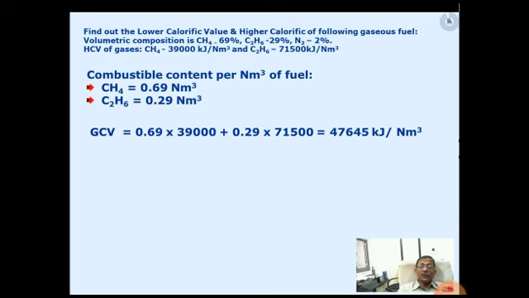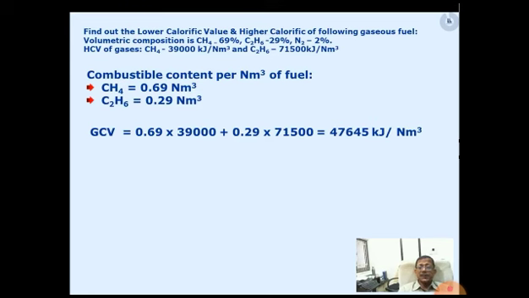Now, when I want to find out the NCV in a gaseous fuel, that is a little bit tricky, but not very difficult. Once you have found out the GCV, see earlier what we have done in case of solid and liquid fuel: we found out the GCV, then we found out the mass of moisture formed after complete combustion of 1 kg of this fuel, right? The mass of moisture formed in kg.